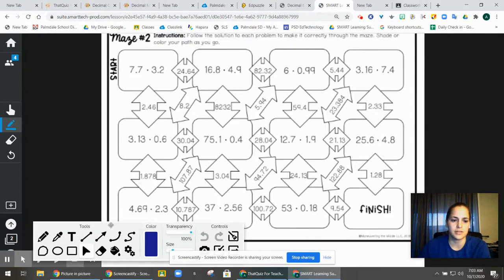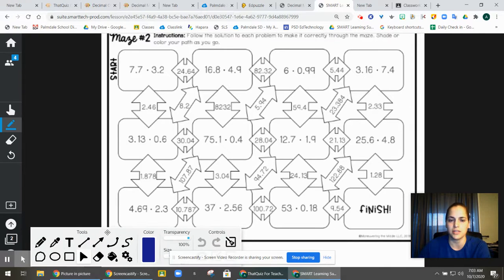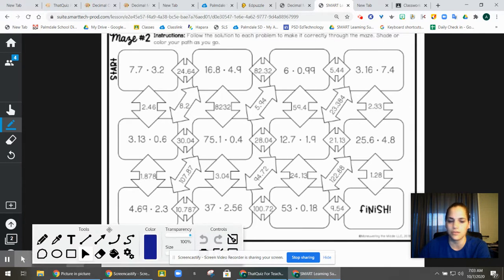So to start the maze, you need to solve each problem. You need to begin at the start, and if you follow the correct path, you should end at the finish. So I'm going to go ahead and start with my first problem. I have 7.7.